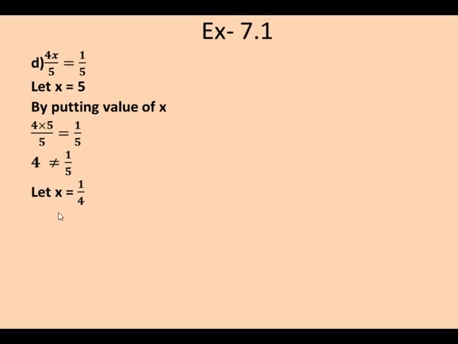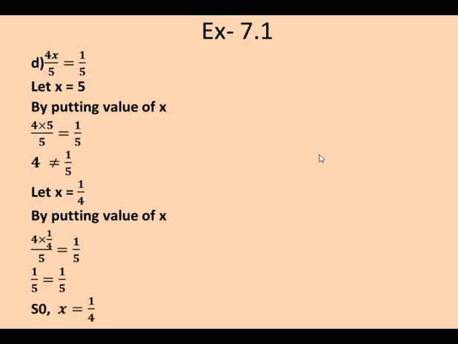So let us try some other value. x equal to 1 by 4 I have taken. Now by putting the value of x, at the place of x I have taken 1 by 4. So 4 and 4 will be cancelled here, and what is left behind? 1 upon 5 equal to 1 upon 5. So we can say that the value of x is 1 upon 4, because we have got LHS equal to RHS by putting x equal to 1 by 4. So x will be equal to 1 by 4. That will be our answer. Okay.